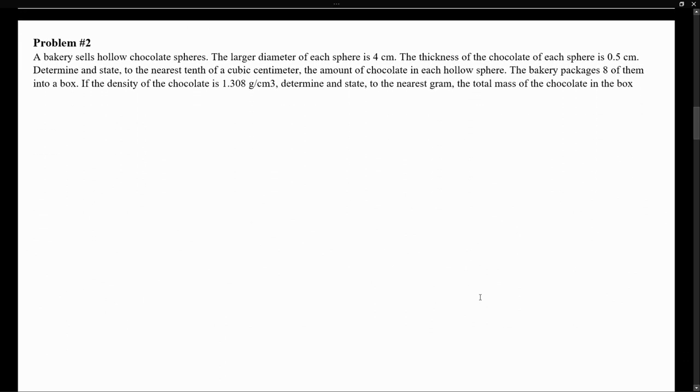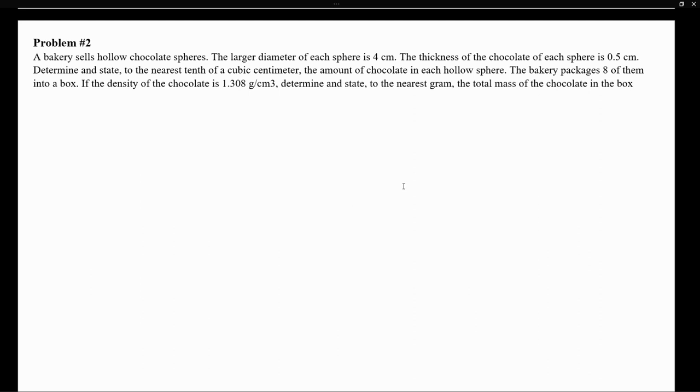So now let's take a look at problem number 2. It states, a bakery sells hollow chocolate spheres. The larger diameter of each sphere is 4 centimeters. The thickness of the chocolate of each sphere is 0.5 centimeters. Determine and state to the nearest tenth of a cubic centimeter the amount of chocolate in each hollow sphere.